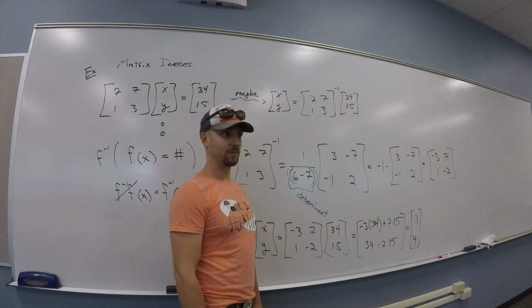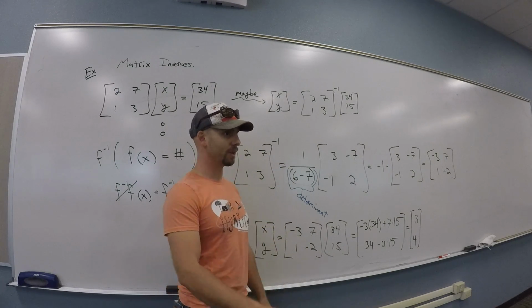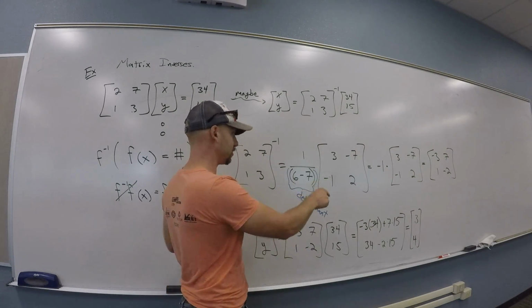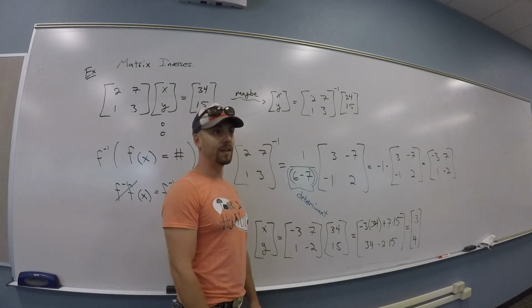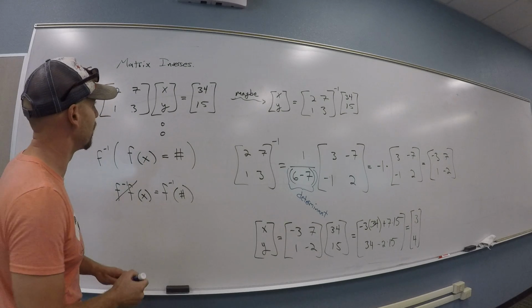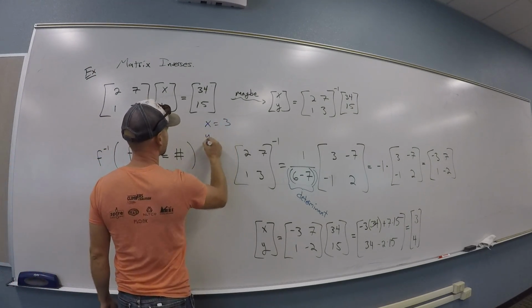Wait. So what would the answer be? Would it be X is equal to 3 and Y is equal to 4? It is exactly x is 3 and y is 4. Okay. And that's the solution you get, right? So my answer for this problem up top looks like x is 3, y is 4.